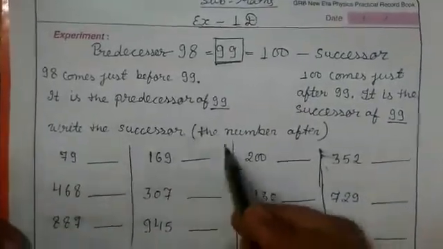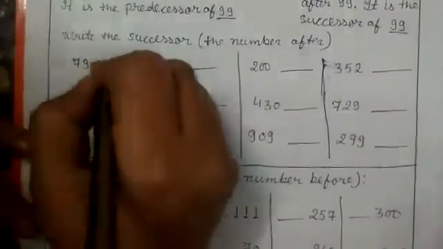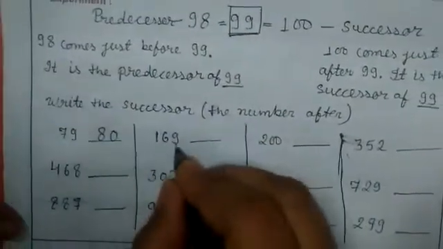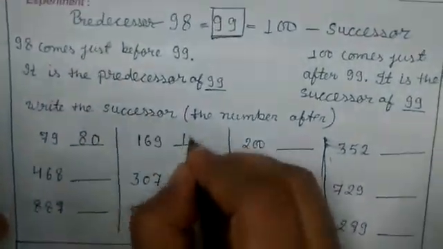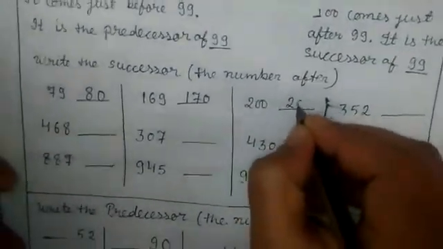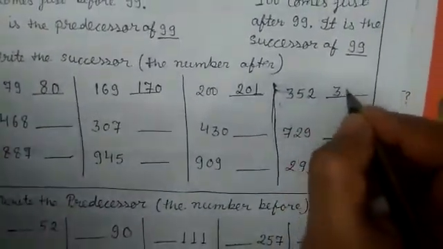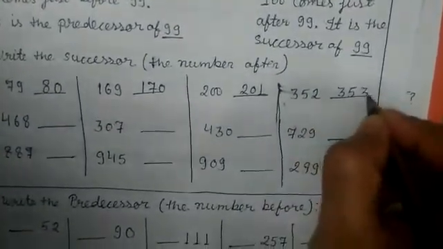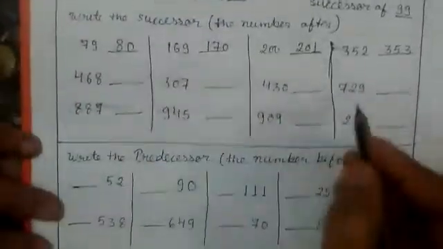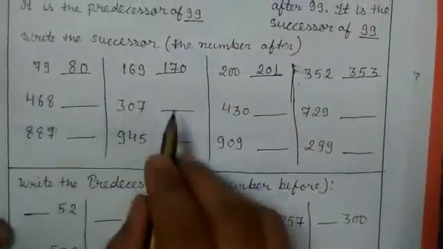Write the successor number, the number after. Successor means just after. 79. The number that comes after 79 is 80. 169, 170. 200, the number just after 200 is 201. 352, the number just after is 353. Now these are your CW task: 468, you write 467, 307, 308.